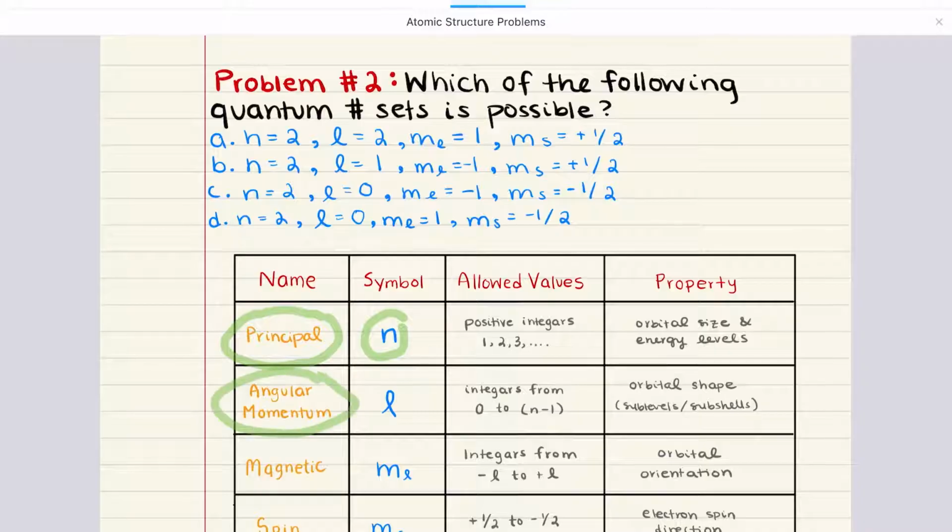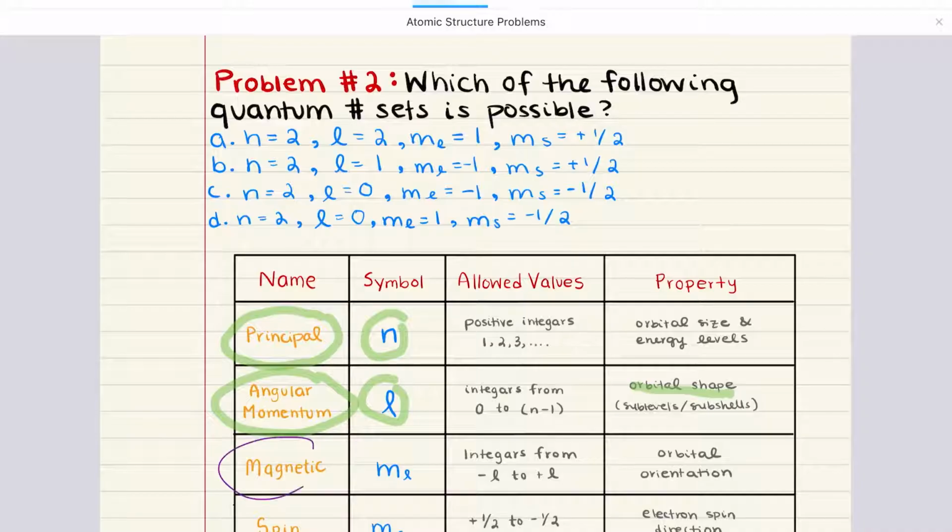Then we have the angular momentum quantum number, denoted l. This describes the shape of the orbital, and its values range from 0 to n-1 for each principal quantum number. Now, each value of l corresponds to a different type of orbital. When l equals 0, we're talking about the s orbital. When l equals 1, the p orbital. When l equals 2, d orbital. And when l equals 3, f orbital.